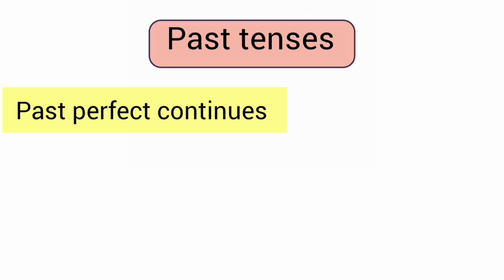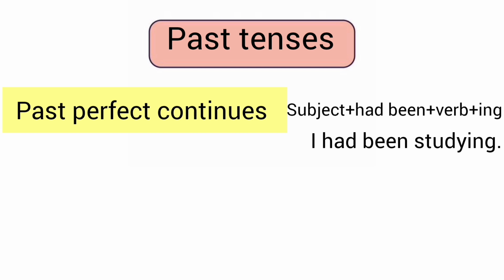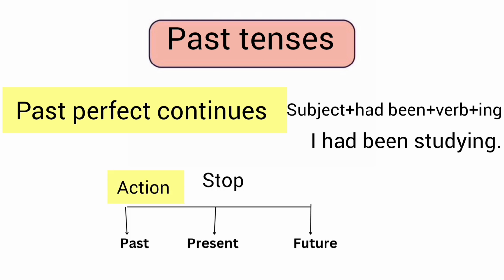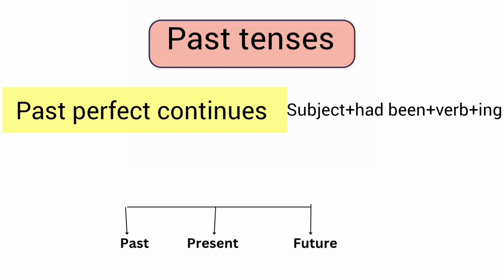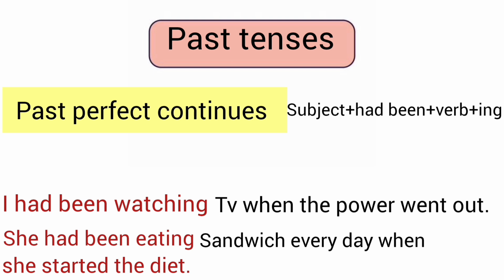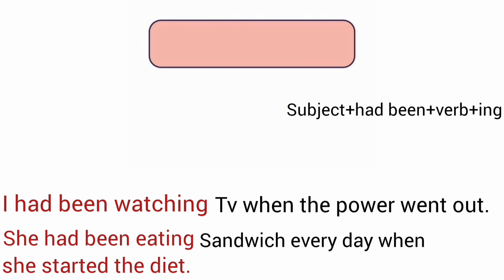Past perfect continuous. The sentence structure is subject, helping verb had been plus verb-ing. For example, I had been studying. The past perfect continuous describes an action that continued over a period of time and then stopped at the moment of another action. For example, I had been watching TV when the power went out. I was watching when the power went out, no more watching. So here, one action stopped at the moment of another action. She had been eating a sandwich every day when she started a diet. She was eating when she started a diet, no more eating.